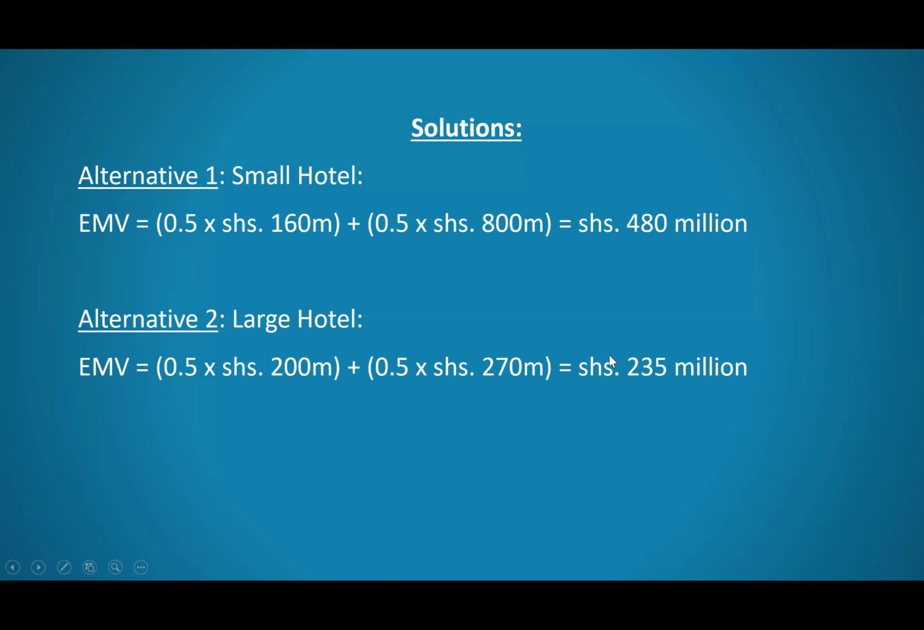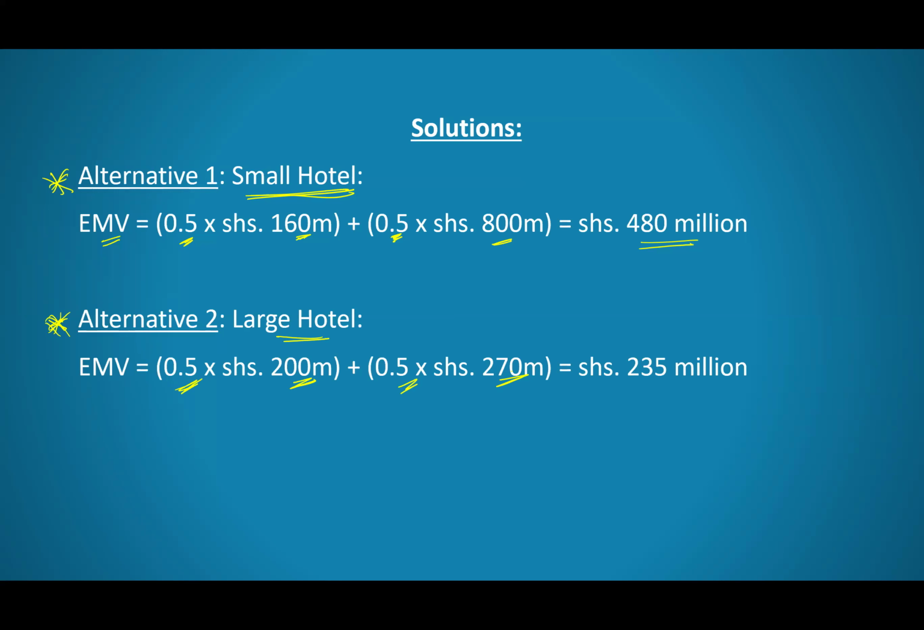So to answer this, we calculate the expected monetary value for each of the alternatives. Beginning with a small hotel, which is marked as alternative 1, I'm getting the probability times the payoff for each state of nature. So 0.5 times 160 plus 0.5 times 800. The result I get is 480. And then I check alternative number 2, the large hotel, where I multiply 0.5 times 200 plus 0.5 times 270.